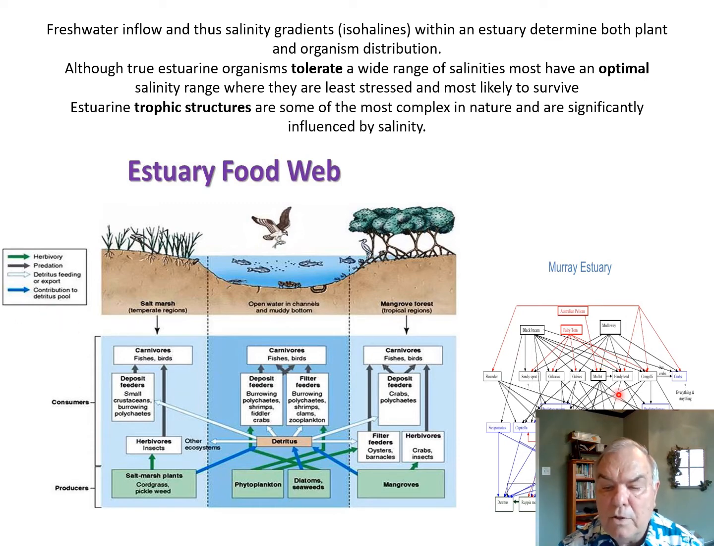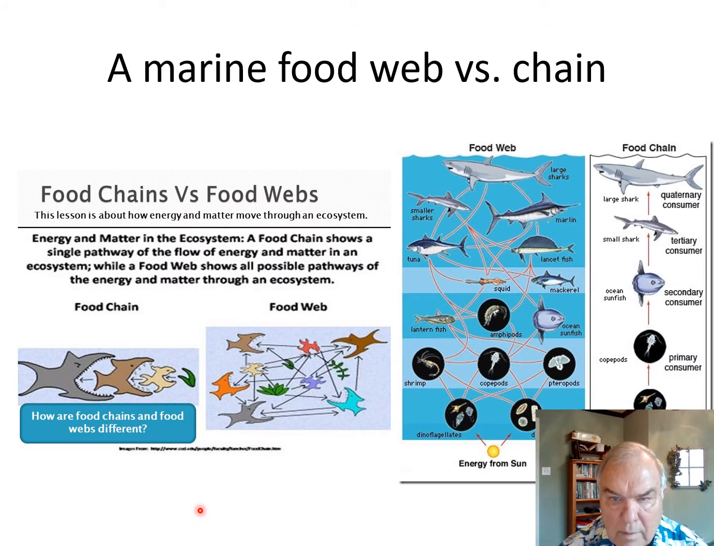Over here, that's partially blocked by my video, is just a representation of all of the interconnected organisms, plants and animals in an estuary in Australia. I just threw it in there just to show you how extensive some of these estuarine food webs can become. It's just a slide I want to show real quick to make sure that you don't get confused by the terms food web and food chain.